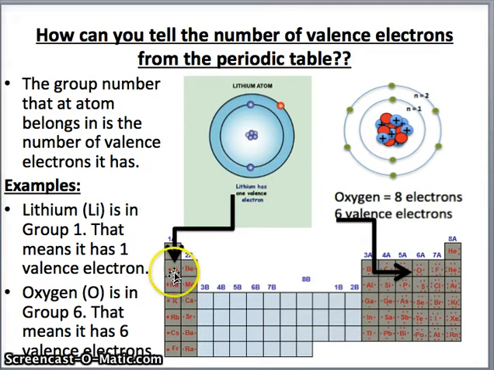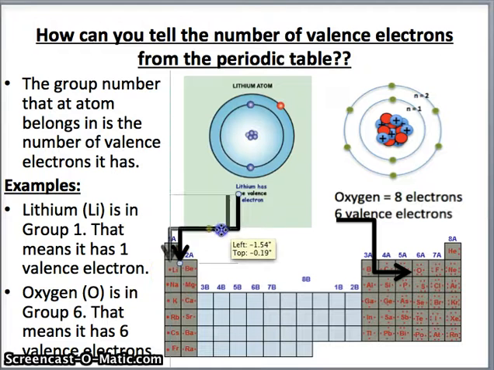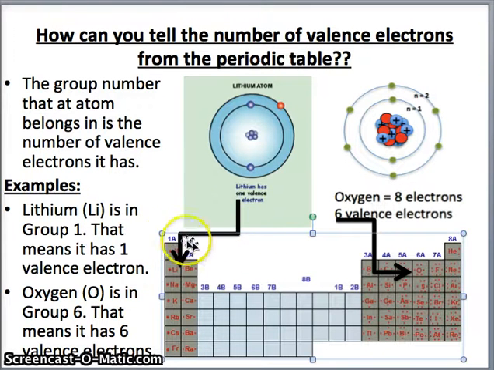So for example, in lithium right here, lithium is in group 1. I don't know if you can see this, but it's in group 1. And I just put this arrow here so you can see where on the periodic table lithium is. So Li is lithium. And it has 1 valence electron. And you can see that it's in group 1A. So because it's in group 1A, it has 1 valence electron. And that's the same for all the elements here. All the elements in group 1 have 1 valence electron.